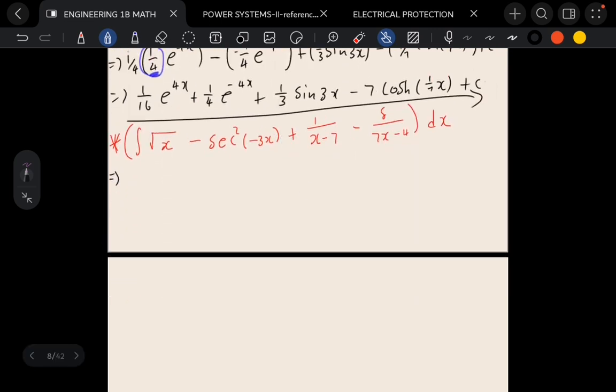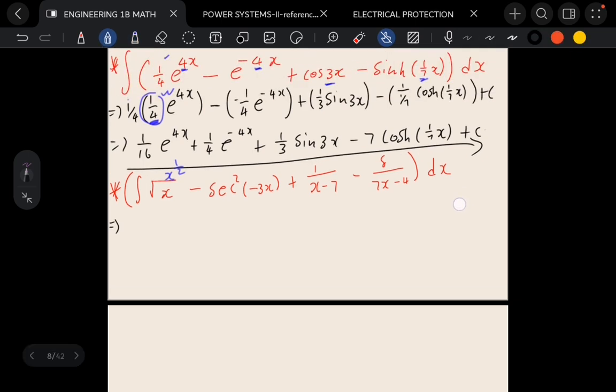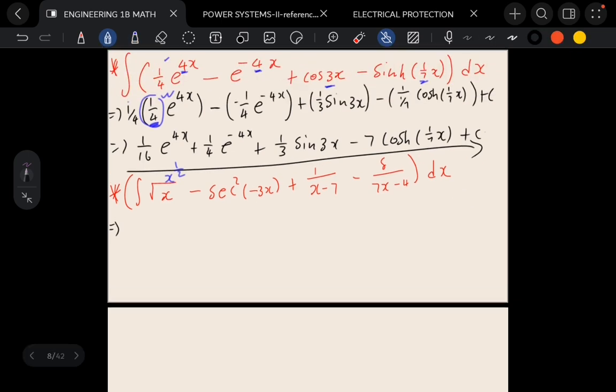To integrate the square root of x, your square root of x must be written as x to the power 1 over 2, so that I can add the 1 and divide by the new power. So it's going to be 3 over 2. So I'm going to have x to the power 1 over 2 plus 1 divided by 1 over 2 plus 1, minus, what is an integral of that? It's minus 1 over negative 3.